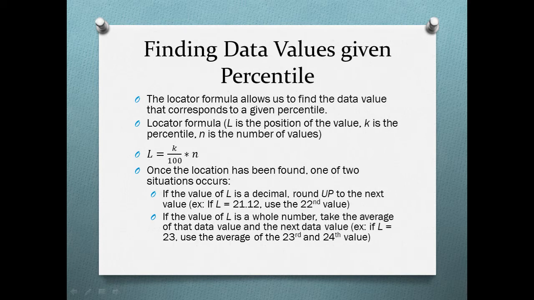That's the locator. It could also be a whole number. If the value of L is a whole number, we want to take the average of that particular placement plus the placement to the right of it. Example, if we got L equal to 23, we want to use the average of the 23rd and 24th value.